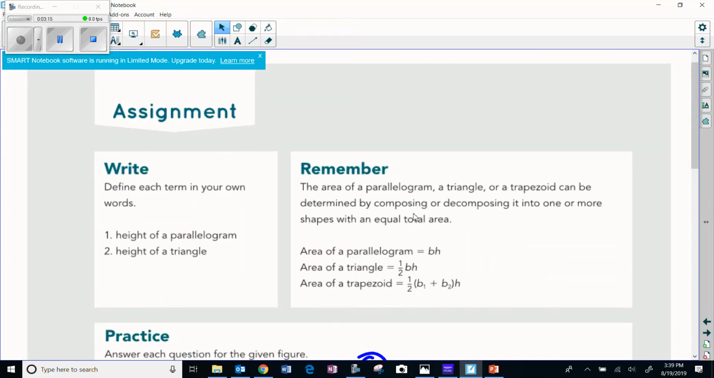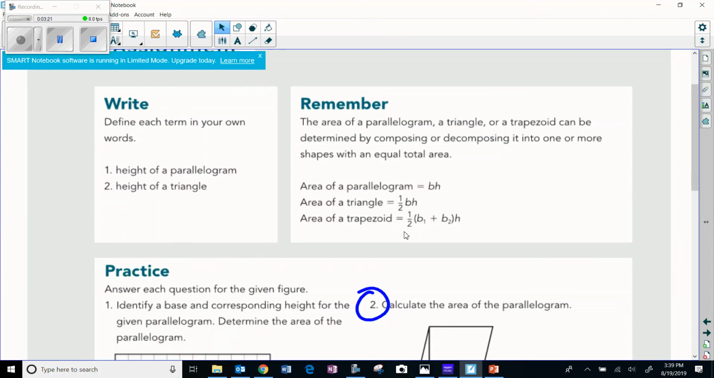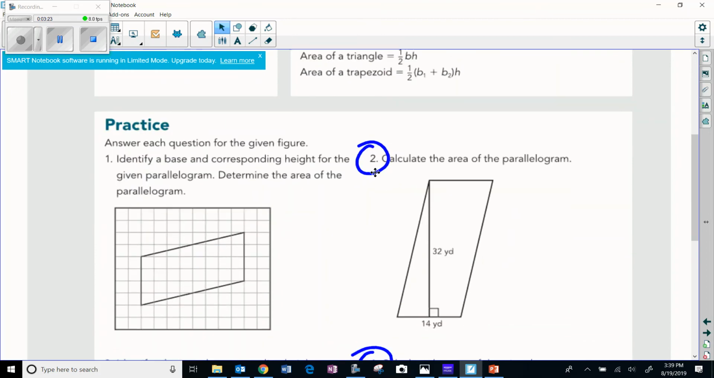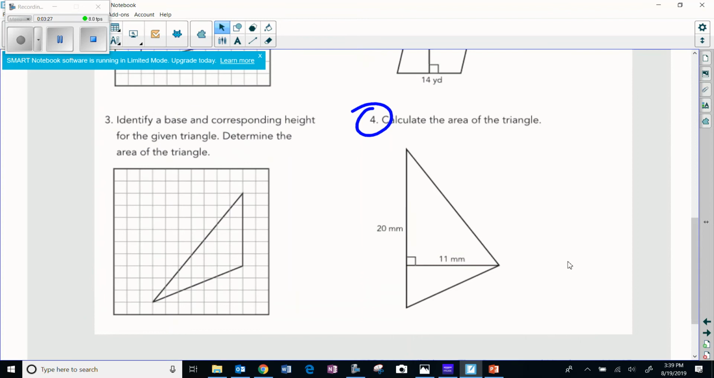Okay, and then the homework, look at this. We've got our formulas right here, in case you forgot, you didn't write them down. I need you guys to do question 2 and 4, and this is on page 27 in your book.